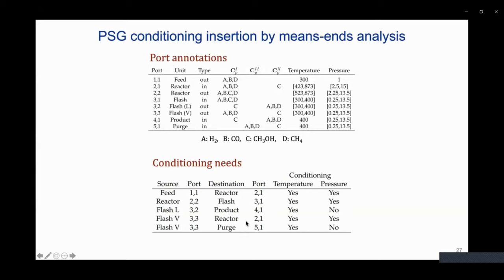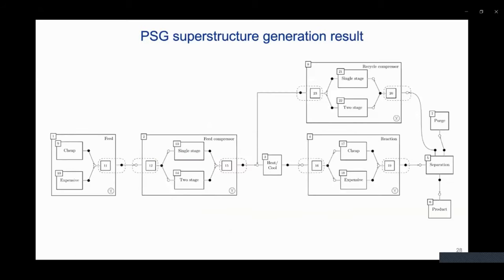The bottom line here, once you apply this procedure, this is the output that you get. You get the superstructure, which, as you can see here, for the feed, has two options, the cheap or expensive feedstock, then that goes to a single or two-stage compression, then you can have heating or cooling, then the reactor, a lower conversion, cheap, and a more expensive higher conversion. And then you have the separation that gives you the product and also the purge. And the other one gives the stream for the recycle, for which you can also have single and two stage.